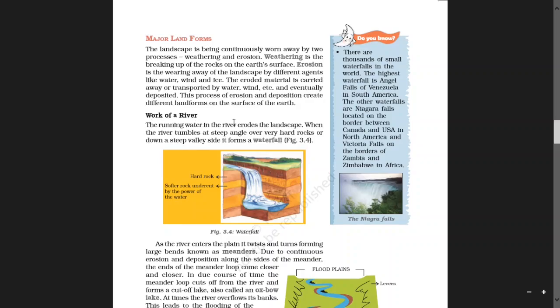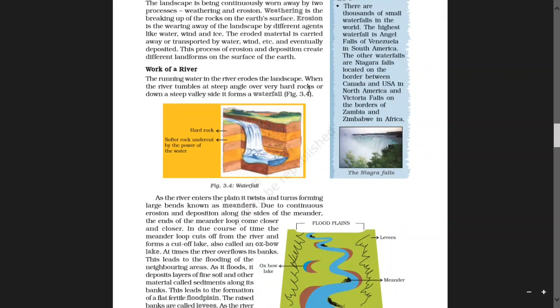The running water in the river erodes the landscape. When the river tumbles at a steep angle over very hard rocks or down a steep valley side, it forms a waterfall. See, the flowing water in the river breaks or erodes the landscape feature there. When the river tumbles, meaning falls suddenly, at a steep angle over very hard rocks or down a steep valley side, it forms a waterfall there.